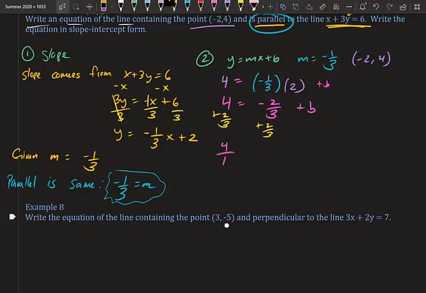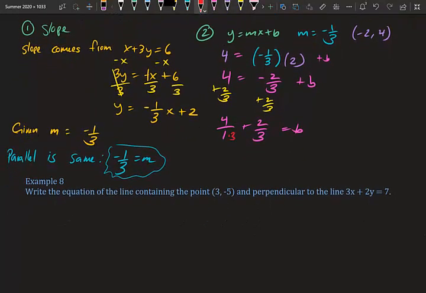We have 4 over 1 plus 2 over 3 equals b. So same denominator, times 3 times 3. So 12 over 3 plus 2 over 3 equals b. So we have 10 over 3 equals b.